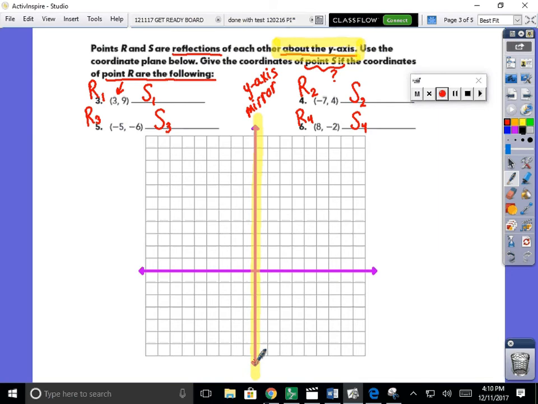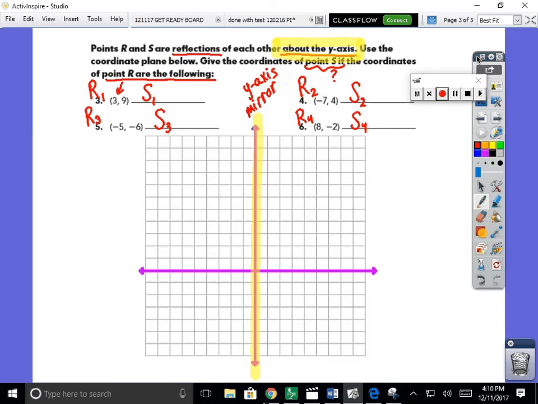So let's see if we can plot our first point. So R sub 1, or the first R point that we're given, is (3, 9). Well, if you remember, we start here at the origin. Nothing has changed about that. And we get to move positive 3 to the right. 1, 2, 3. Next I need to move positive 9. So moving up. 1, 2, 3, 4, 5, 6, 7, 8, and 9. We'll put a point here. But with all good points, we should have some labels. We'll call this R1, or R sub 1.